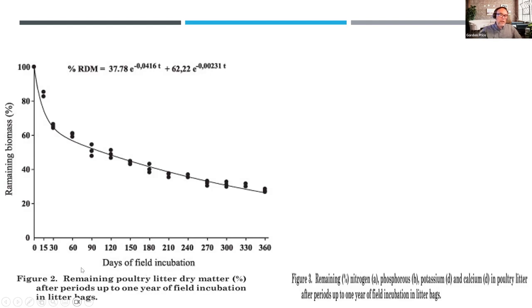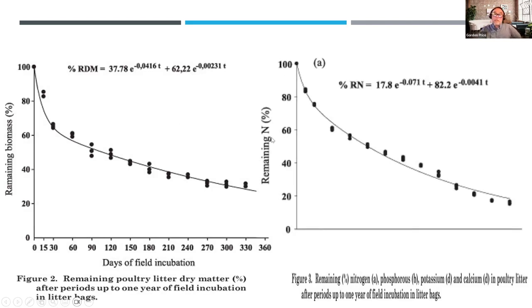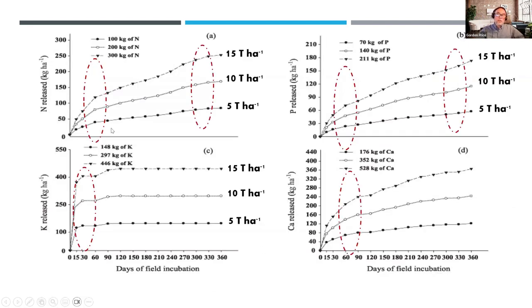Here's a field incubation of poultry litter that's been buried in litter bags over the course of a year. We can see here's the remaining biomass. That's the lost carbon that's occurring over time. It's essentially the same relationship as I showed you earlier. Which means that as carbon is being decomposed, as the organic matter is being decomposed, the nitrogen is also being released. So the amount of nitrogen remaining in that material is going down, which means that it's going out into the surrounding environment.